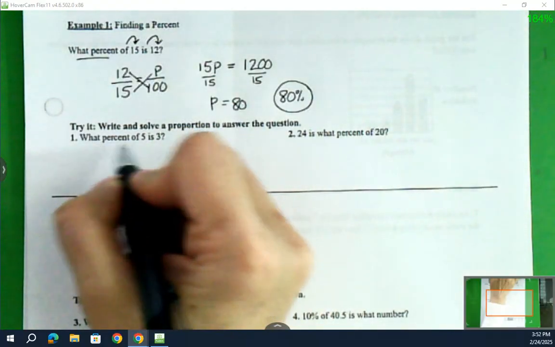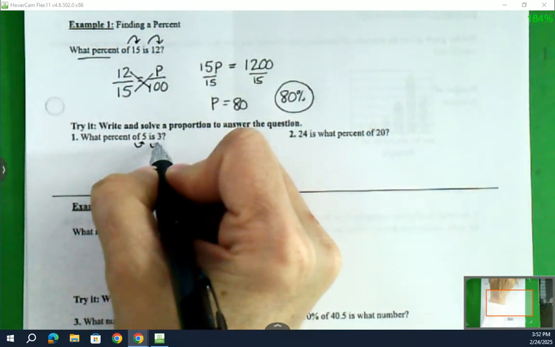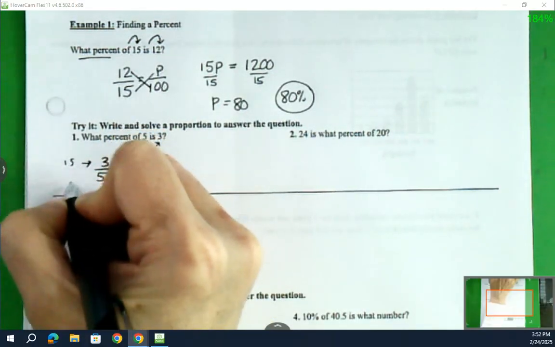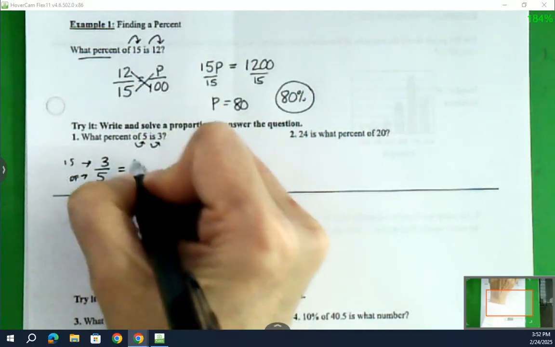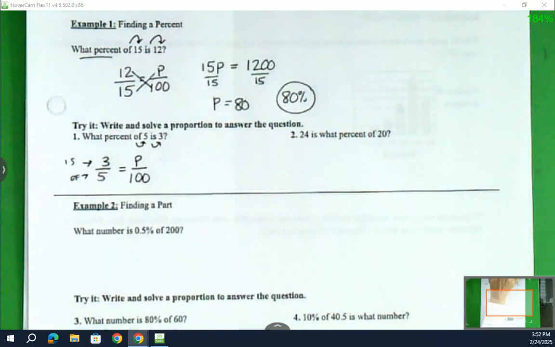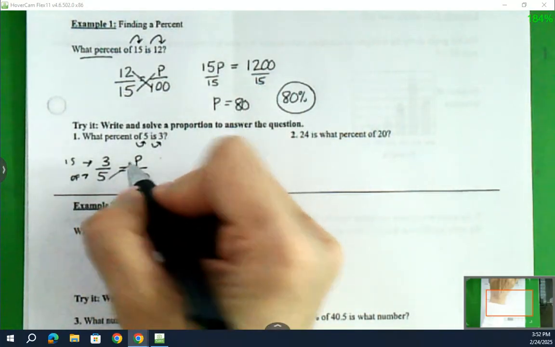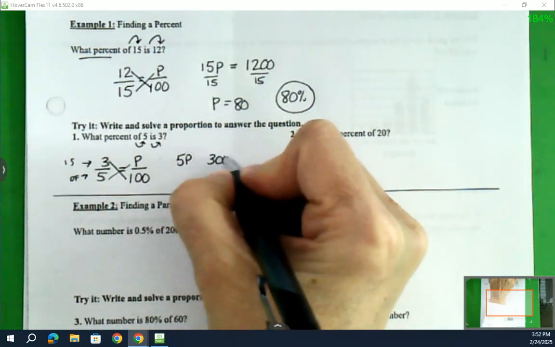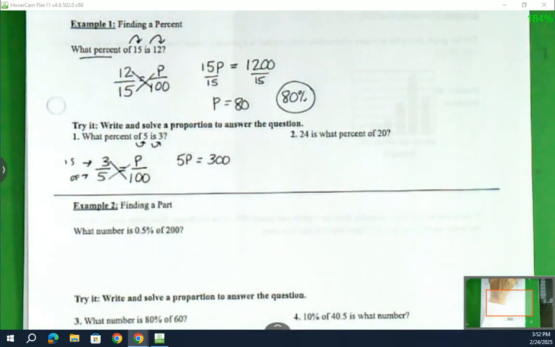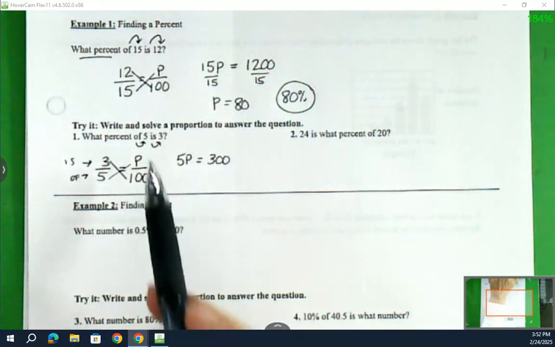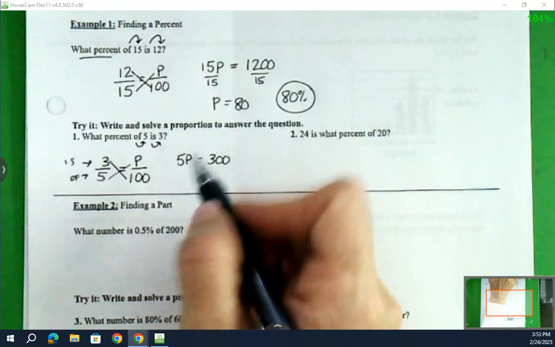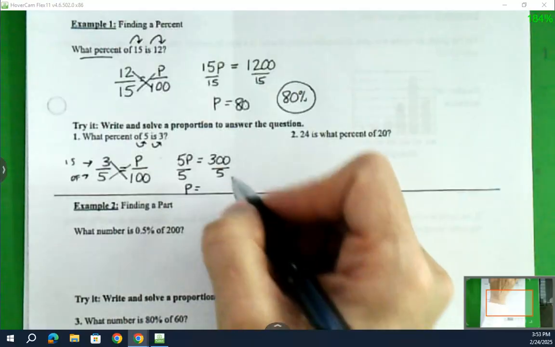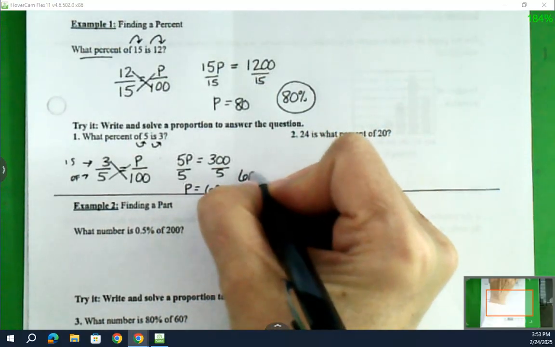Okay, what percent of 5 is 3? So is over of, 3 over 5. There's my is and of, and percent is what I don't know. So I'm just going to write P over 100. Using our cross product method, 5 times P is 5P, and 3 times 100 is 300, and we set them equal to each other. If two fractions are equivalent, so are their cross products. Solving for P, divide by 5, and we get P equals 60. So that's 60%.